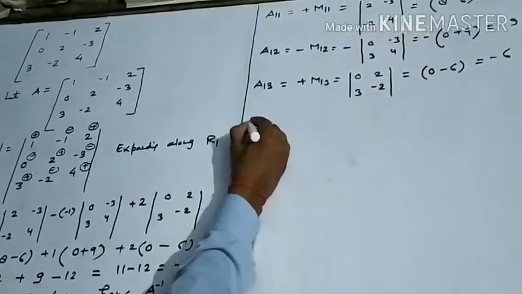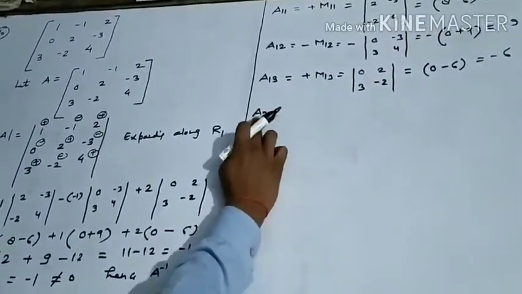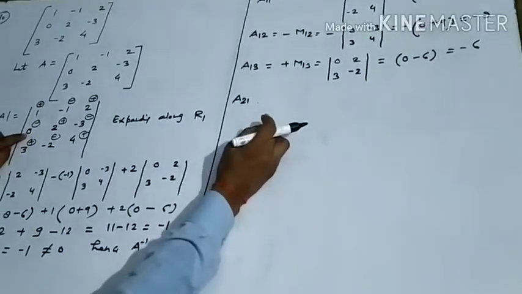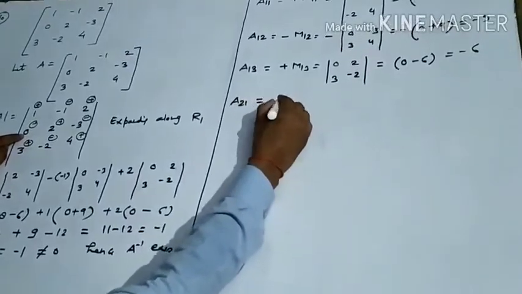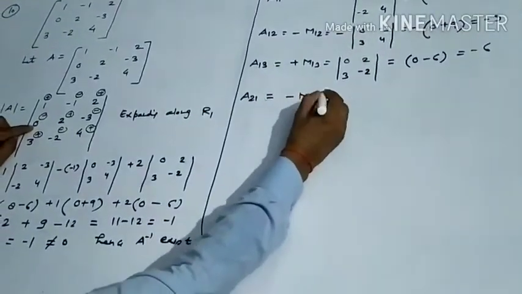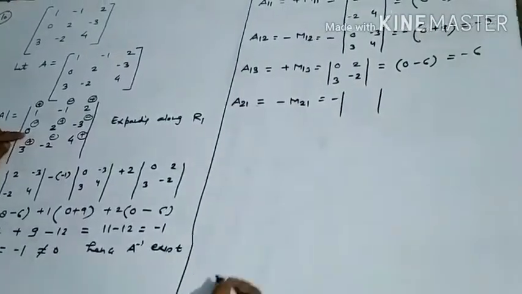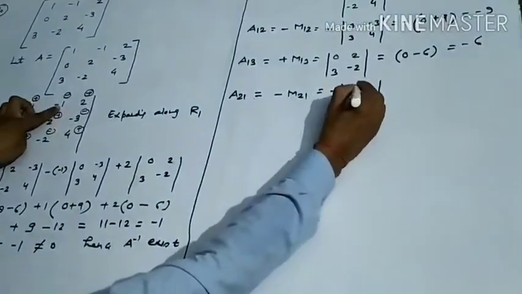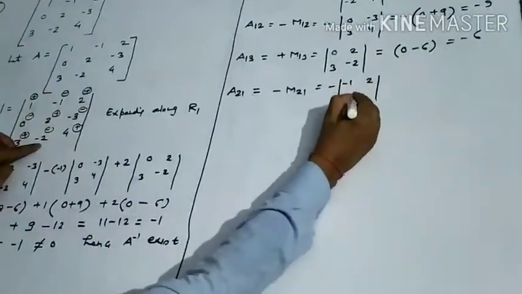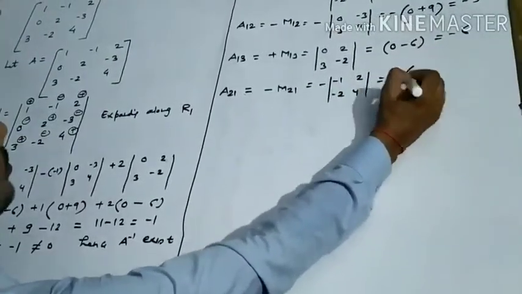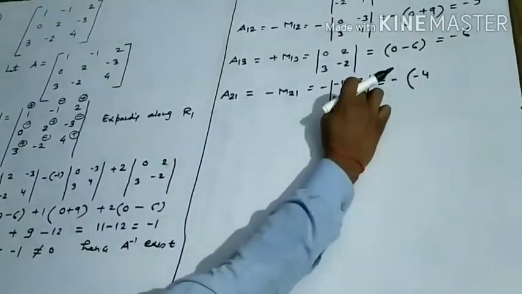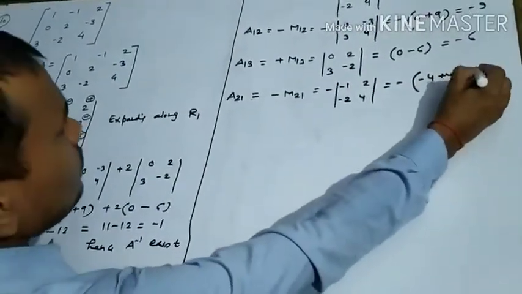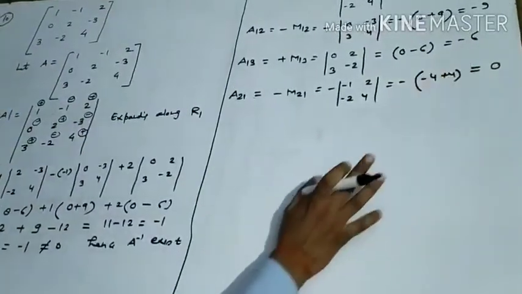Now after that, A21 is the cofactor of the element of the second row and first column. So this is the second row and the first column. This obtains the minus sign, since 2 plus 1 is odd, and then the subdeterminant after leaving the second row and first column. So this is minus 1, 2, minus 2, and 4. This is minus, and then minus 4 and 2 multiplied by minus 2 means minus 4, so this becomes plus 4. This is simply 0, minus 4 plus 4, which is 0.